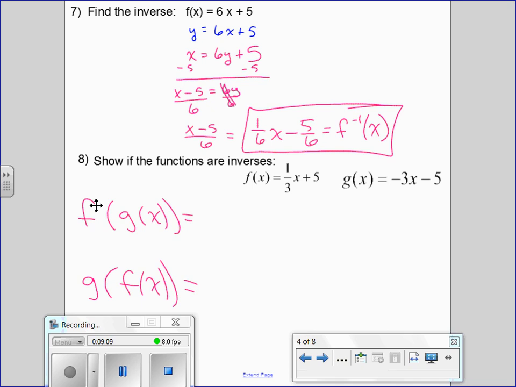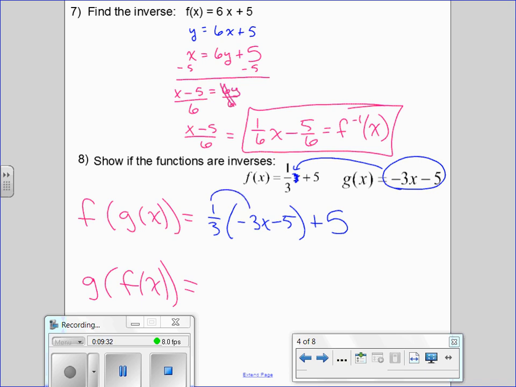Let's start with our first one, f of g of x. We're going to circle g of x. We're going to draw our arrow, and we're going to put it in function f of x in place of x. So we are going to need parentheses, because the whole entire group, negative 3x minus 5, is being placed in for x. Now let's see what happens. 1/3 times negative 3x is negative x. 1/3 times negative 5 is negative 5/3.